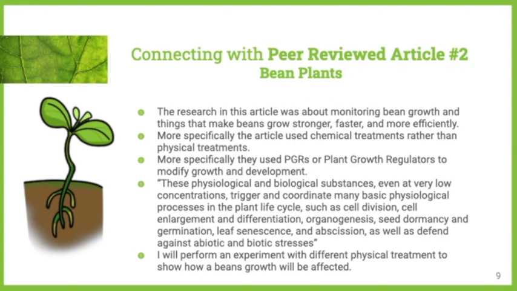A quote from the article is that these physiological and biological substances, even at very low concentrations, trigger and coordinate many basic physiological processes in the plant life cycle, such as cell division, cell enlargement, and differentiation, organogenesis, seed dormancy and germination, leaves senescence and abscission, as well as defense against abiotic and biotic stresses. I will perform an experiment with different physical treatments to show how bean growth can be affected.